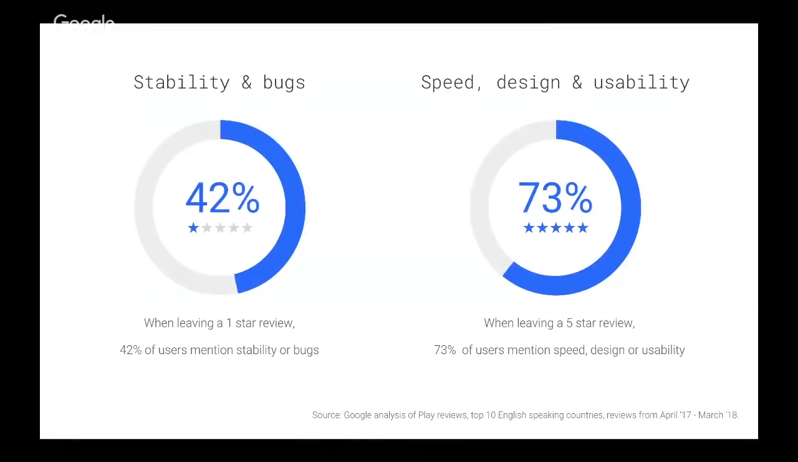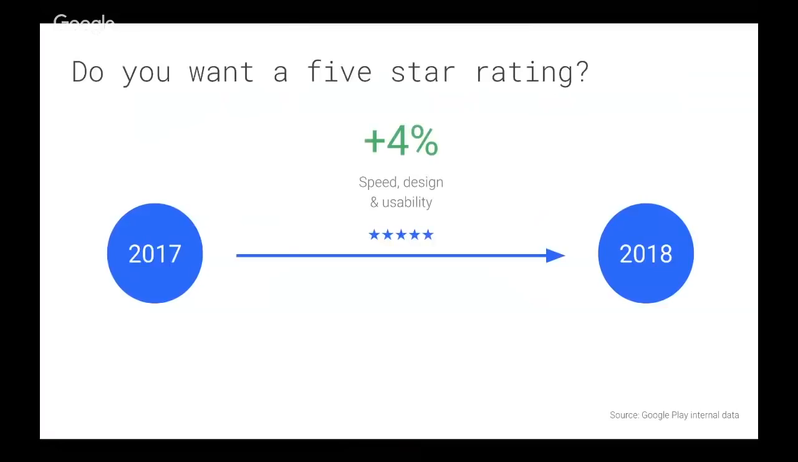On the other side, when we saw users talking about things in the 5-star reviews, we find that the vast majority of the time, they're talking about speed, design, and usability. So this just shows if you really want to improve your retention and monetization, you should focus on these performance metrics because they're directly driven by these things. We'll come back to that later.